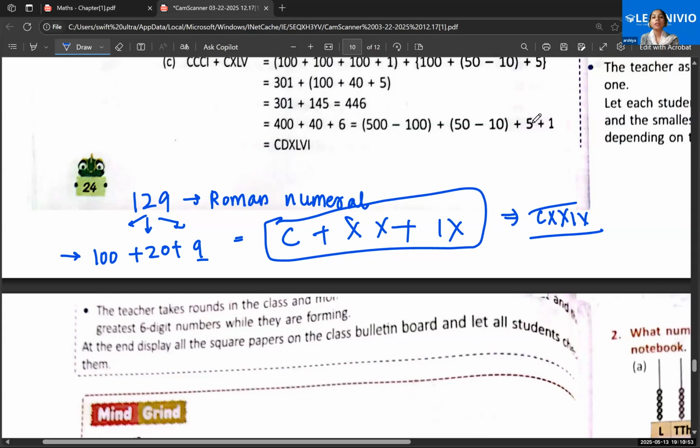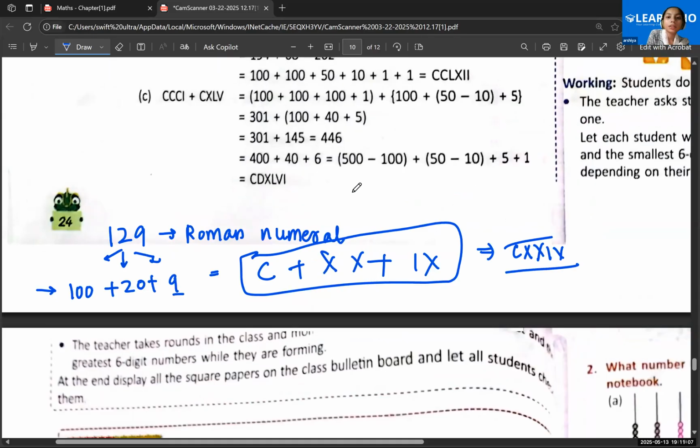Can you write 349 in this method only, by this way only? 349. Let me write it on the screen. 349. Okay, ma'am.